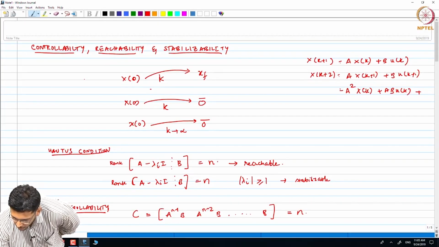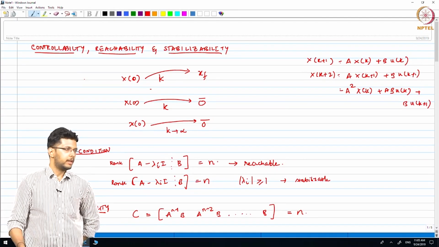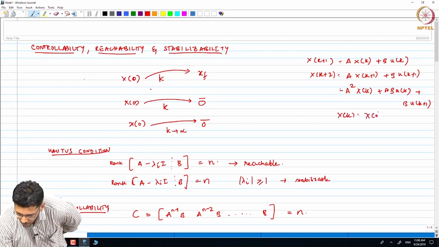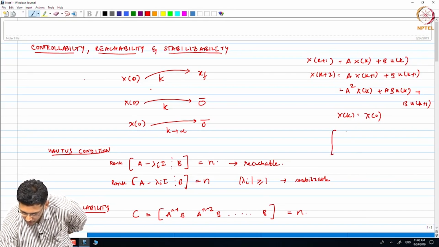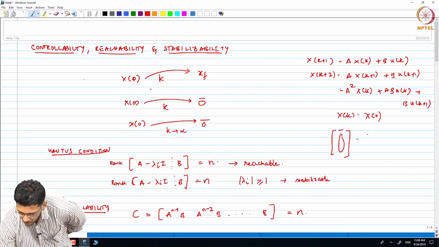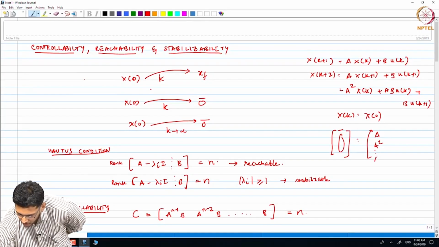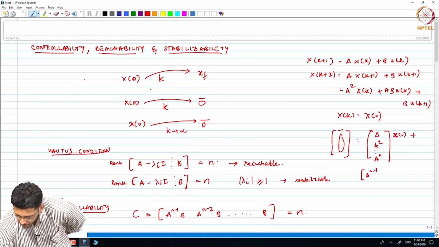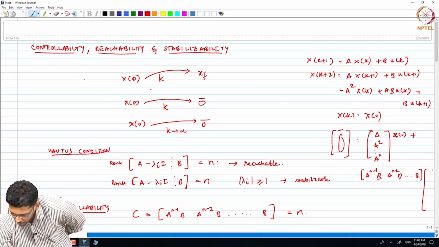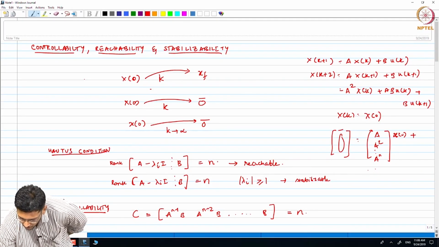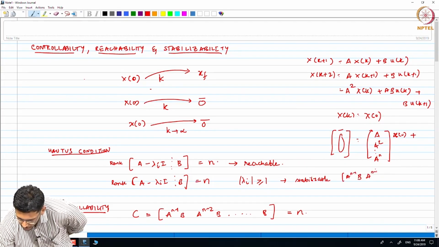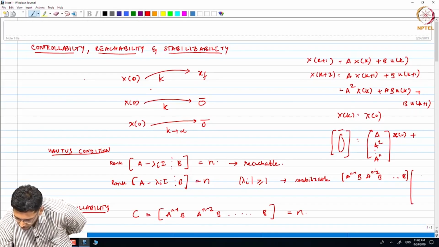So when you recursively derive it, where x of k will be x of 0, you want to move the system from some initial condition, so it will be A squared and so on, times x of 0, plus the matrix [A power n minus 1 B, A power n minus 2 B, ..., B] and then you have the set of inputs.